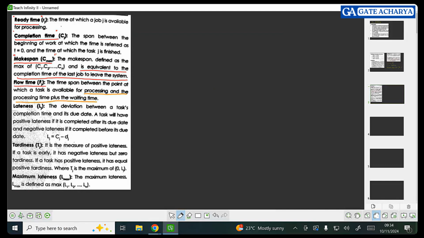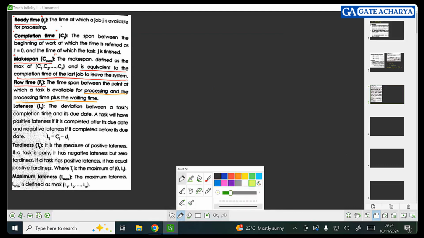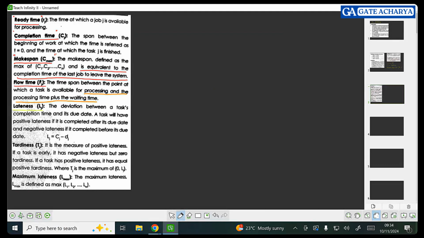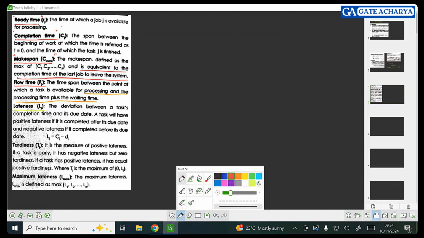Next, lateness. Lateness is the deviation between the task completion time and its due date. The deviation between task completion time and its due date. Take that.